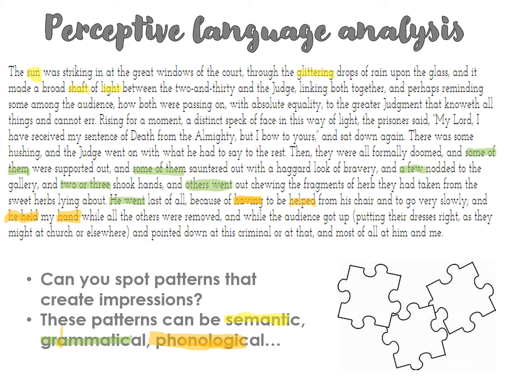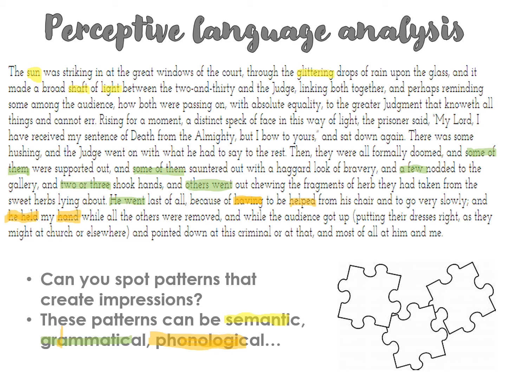Okay. You can also look for phonological patterns, and when I say phonological, that's just a really fancy way of saying things that sound similar. So you can see here at the end of that long list of people moving out of the court, describing how they move out of the court, you've got phonological patterning of the alliteration describing Magwitch. So Magwitch goes, "having to be helped from his chair." He goes very slowly, and "he held my hand."